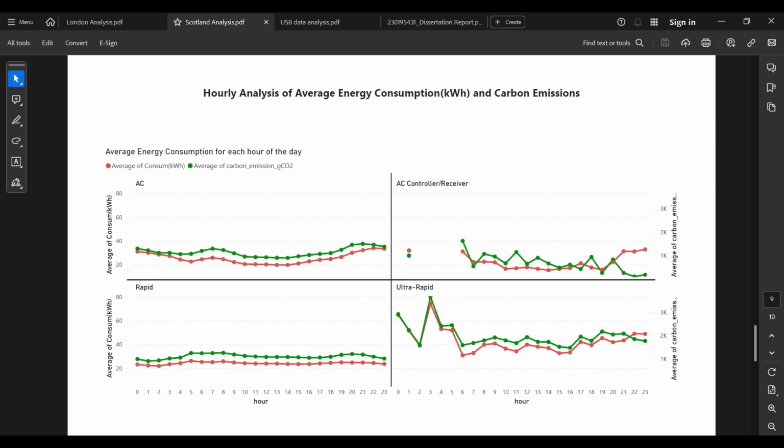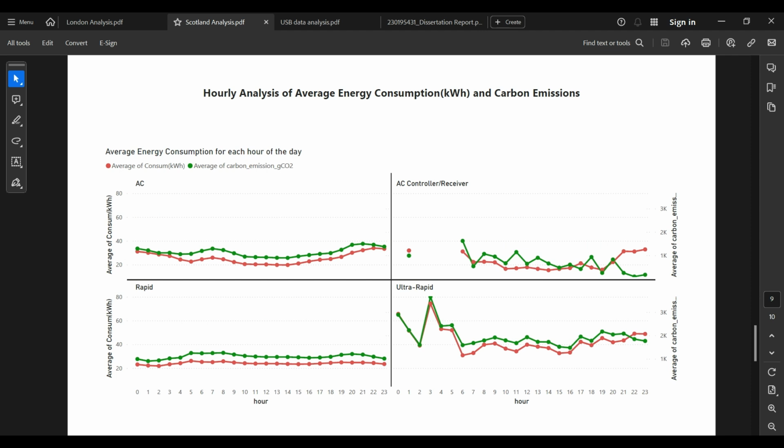And this is the hourly analysis of energy consumption and carbon emissions for Scotland. So if we look at this, we can see that the hourly energy consumption for ultra rapid chargers is much higher than any of the chargers. It might be because of the high speed of the chargers that it provides, and we see there is more energy consumption in the early morning hours for each of the chargers. So there is a missing gap here in AC controller, which might also suggest that no one has charged in this period of time.